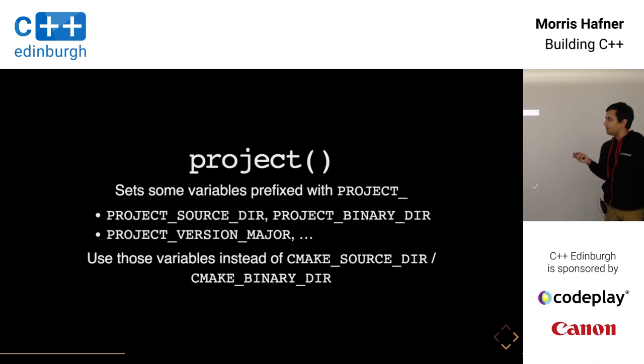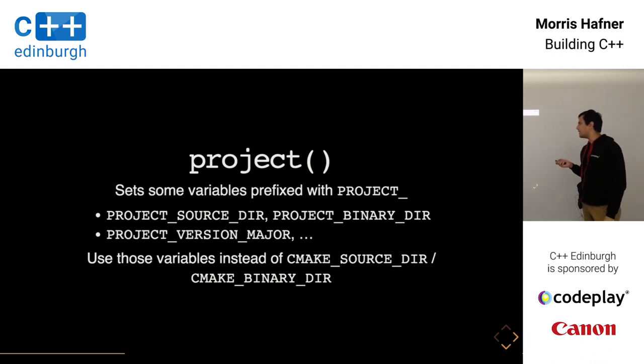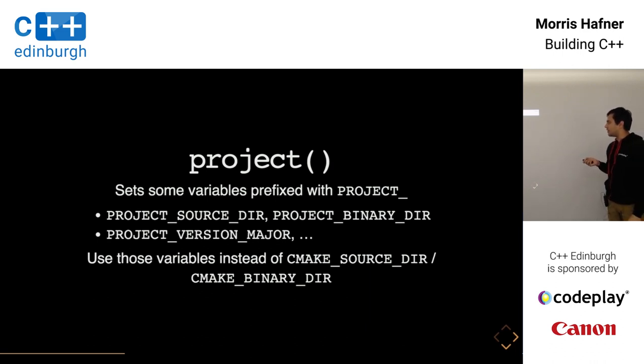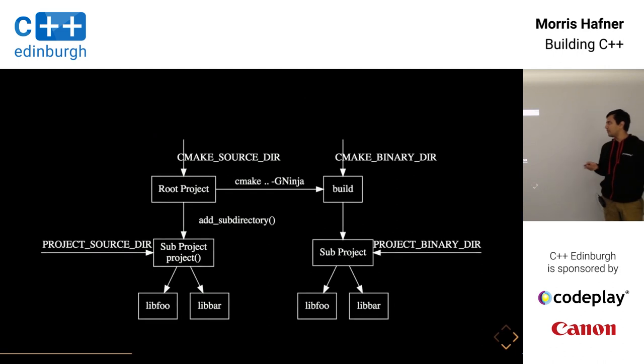After your cmake_minimum_required, you can set your project. Project mostly just sets some variables prefixed with PROJECT_ here. Things like the project source dir, binary dir, and your version numbers. And the reason you should do this and refer to those variables instead of CMAKE_SOURCE_DIR or CMAKE_BINARY_DIR is stuff like this.